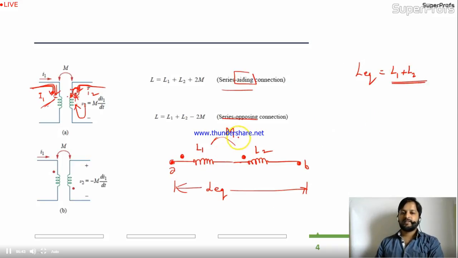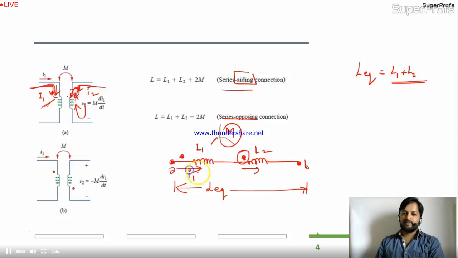But here a new concept is given: mutual inductance, with dot notation. This dot indicates this: for L1 and L2, both the current is entering this terminal. When the current is entering, it gets the dot at the entering point.